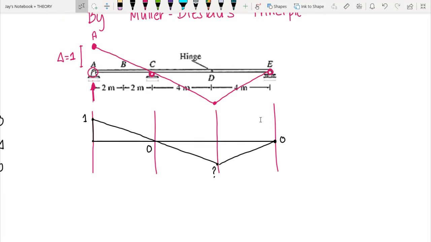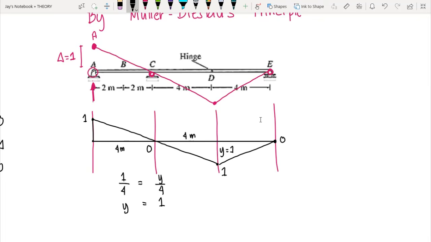So basically, we will just be using geometry here. By ratio and proportion, now we know that this is 4 meters and this one is 4 meters. So by ratio and proportion, we have 1:4 equals to, let's say this is our y, so we have y:4. So that means y is equal to 1, correct? So y here is equal to 1. That is the coordinate at point D.